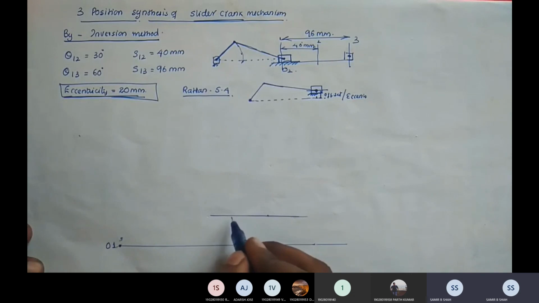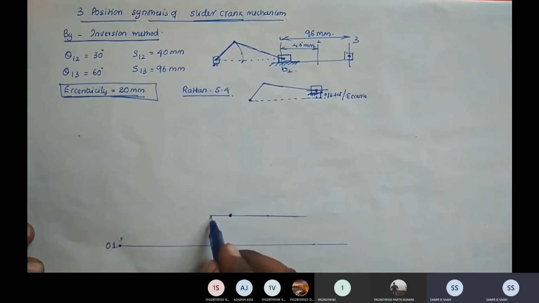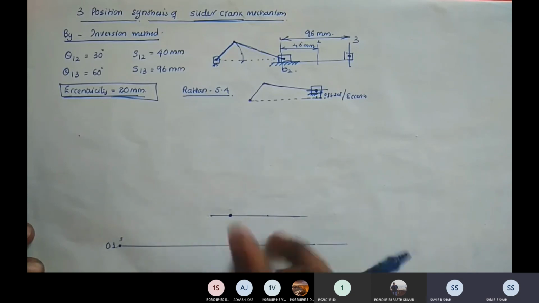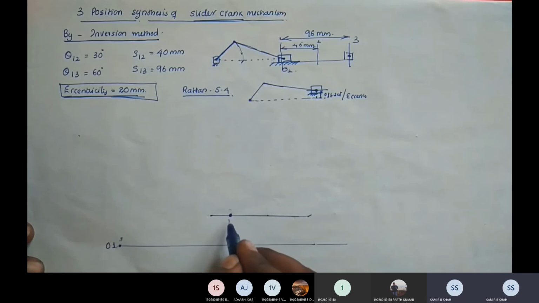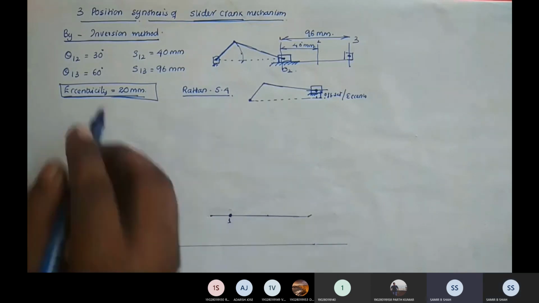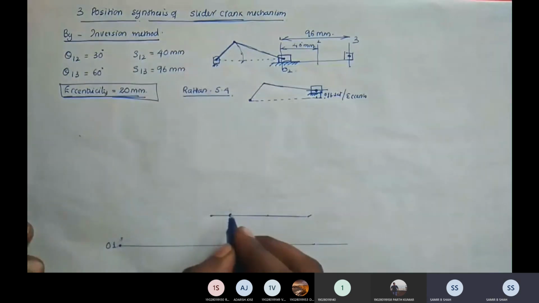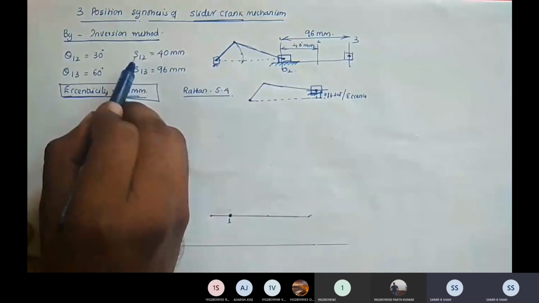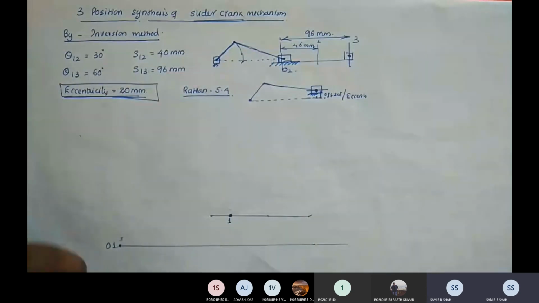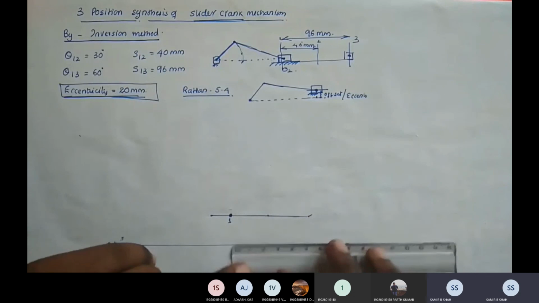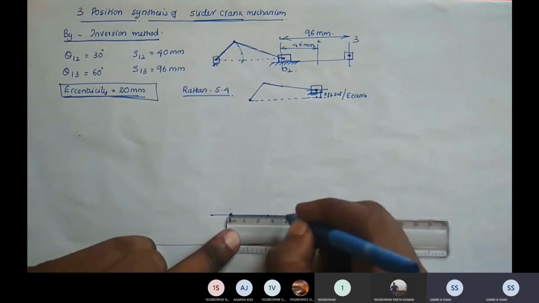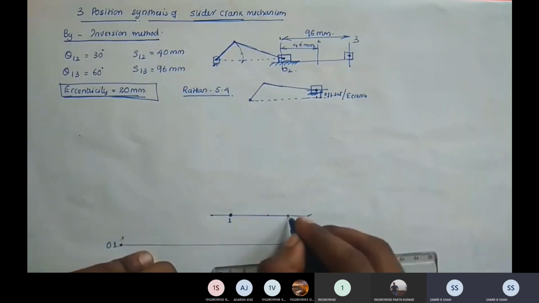At first, I am going to take any arbitrary point on this offset distance. Through these points, the slider will displace along this line. Here I am taking this as A, my first position. From first to second, the displacement of the slider should be 40 mm. So I'm going to take 40 mm, and here is my second position.